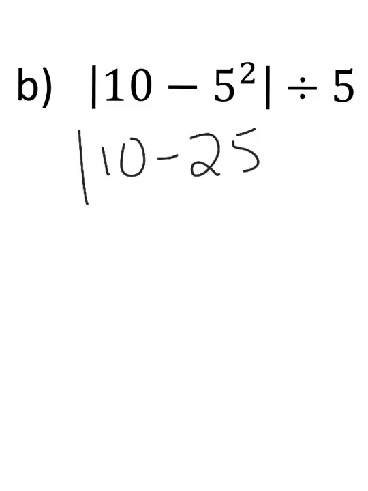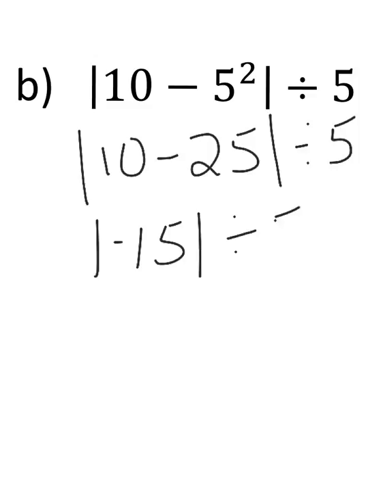5 squared means 5 times 5, which is 25. Staying within the absolute values, 10 minus 25 will give us a negative 15. So I'm going to again write the absolute values, negative 15 divided by 5. Again, showing my work down the page. The absolute value of negative 15 means that it is 15 place values from 0, divided by 5. And our final answer will be 3.